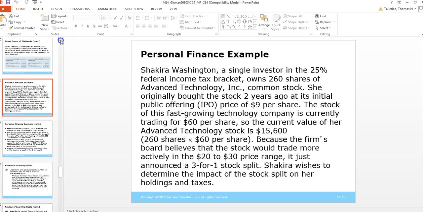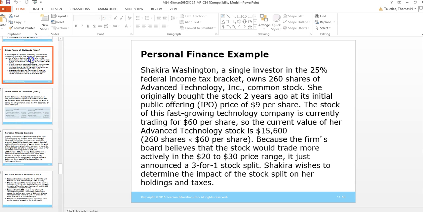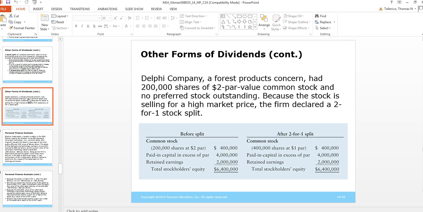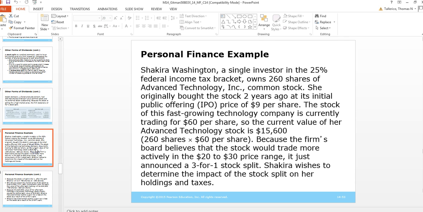And hold on, let me go up a little bit. I think I jumped ahead, right? All right, so I was there. And there's other forms of dividend, right? So it's at a high market price. They declared a 2-for-1 stock split, right? So they're showing you before and after the split. You'll notice the equity doesn't change, right? See, it doesn't change. It's just twice the amount at half the price.